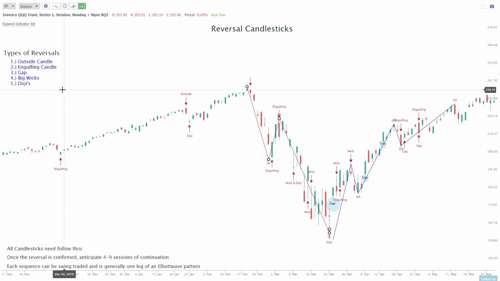So, the goal of you as a trader should be to identify these reversal candles and then associate them with some type of structure. And again, the rule here of 4-9 sessions, none of this is set in stone. This is just, on average, what I see. Sometimes it's 15 sessions before you get a reversal.